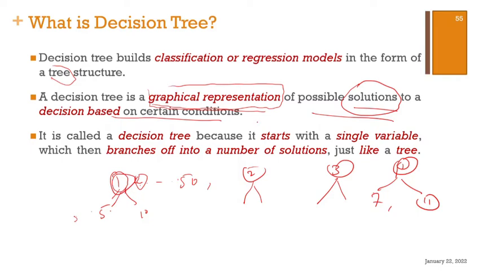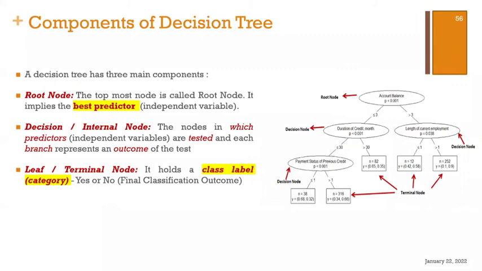Now, the name decision tree was often given because it starts with a single variable, which then branches off into a number of solutions, just like the tree I hypothesized earlier. Now, let's look at the components of a decision tree. When you want to build a decision tree model, how does it work? How does the algorithm guide us to build it? Before we look at the practical demonstration here, let's look at some of the main components.